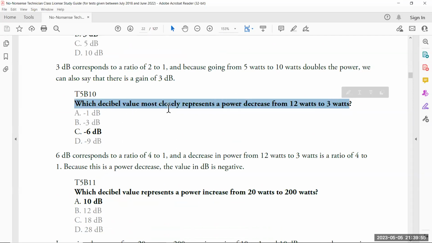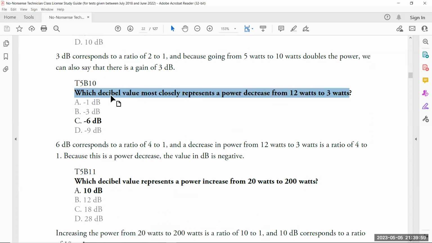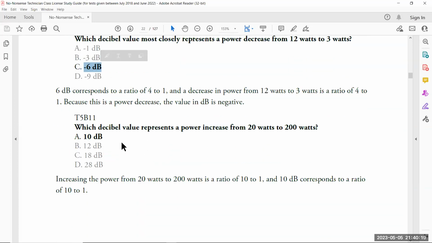Which decibel value most closely represents a power decrease from 12 watts to 3 watts? Again, we're talking here about decibel value, and a power decrease from 12 watts to 3 watts. So again, we're expecting a negative answer. And the correct answer in this case is negative 6 dB. We just did the calculation.